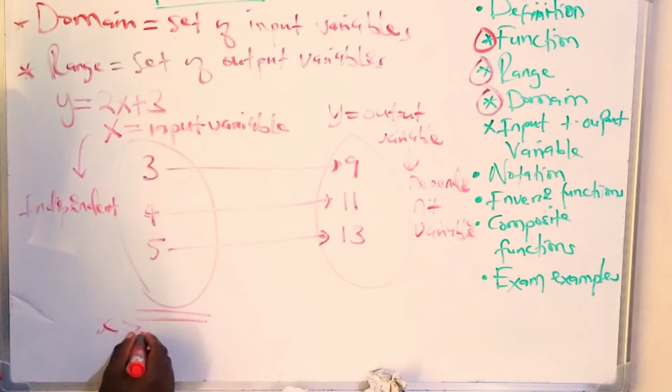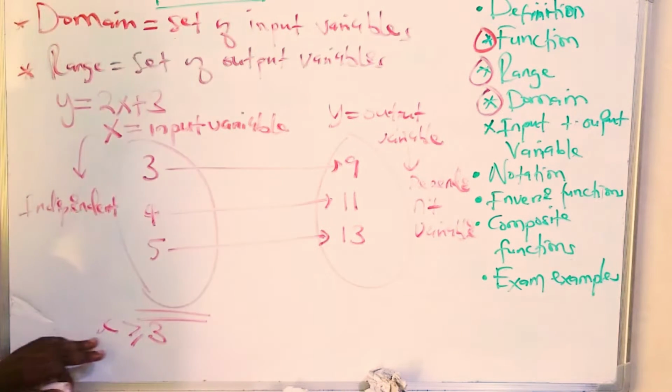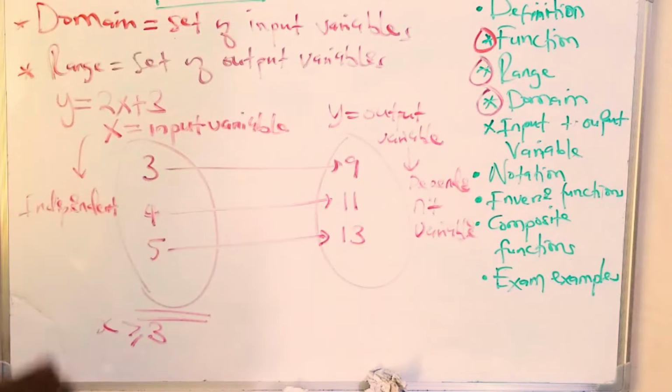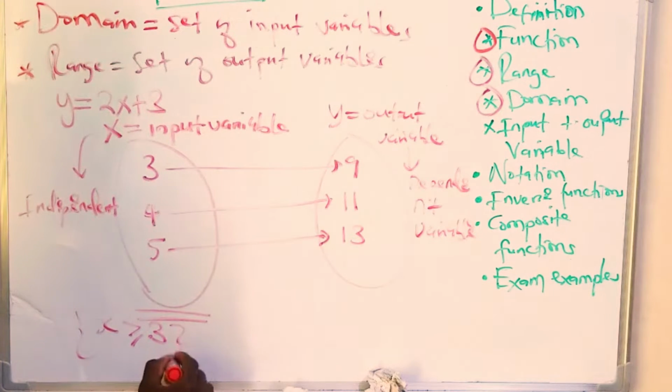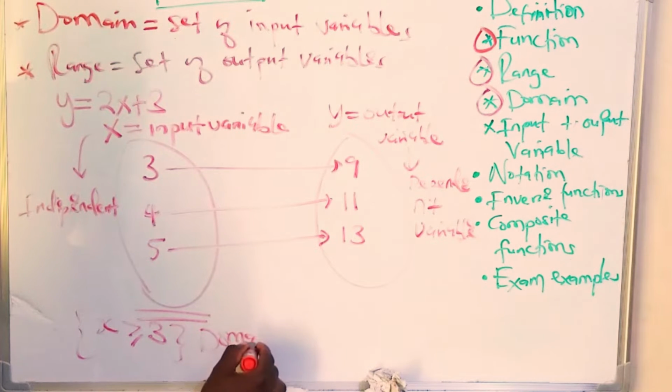Now, the set of these input variables, we can say x is greater than or equal to 3. That's where we're starting from. We're starting from 3 going up. So this set here is what is known as the domain.